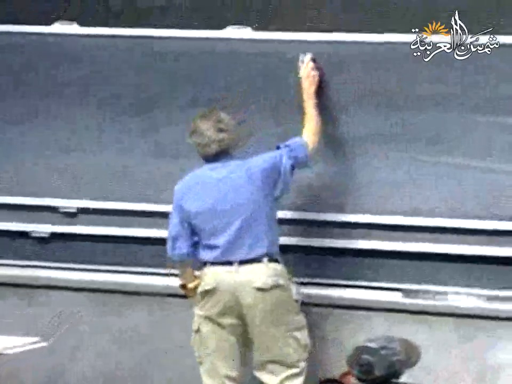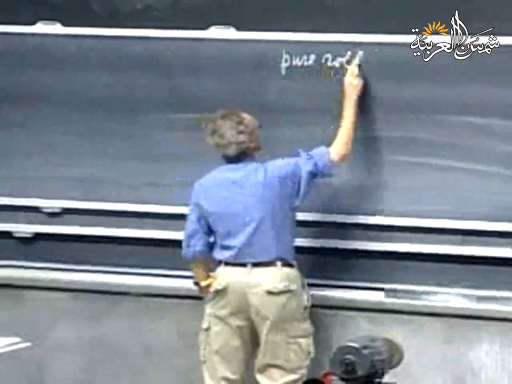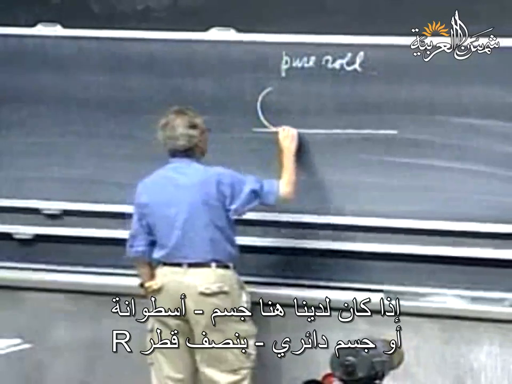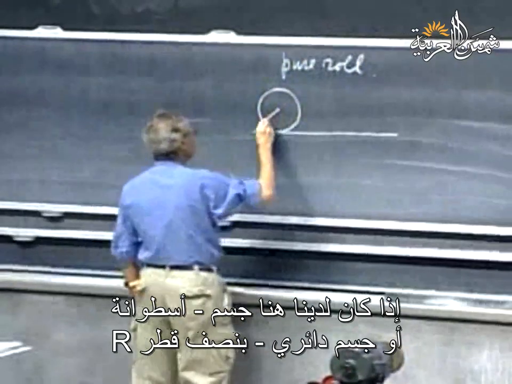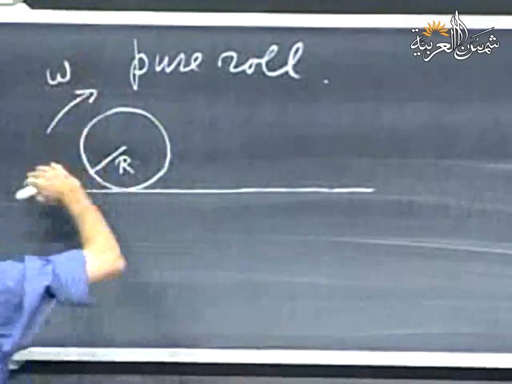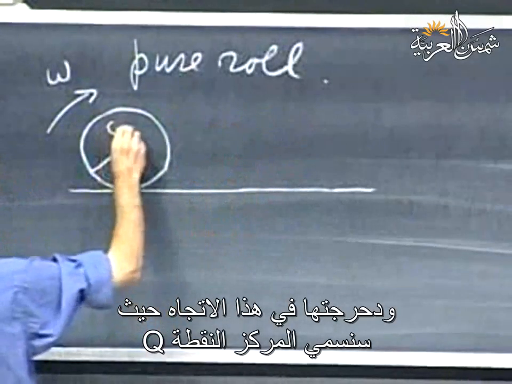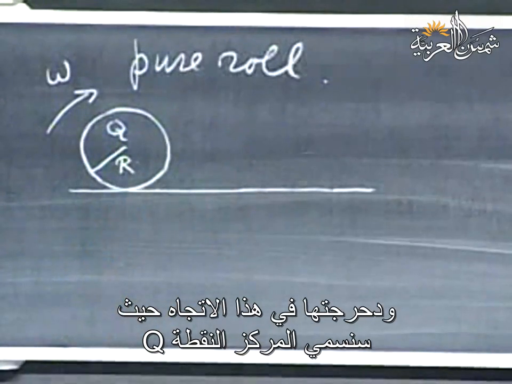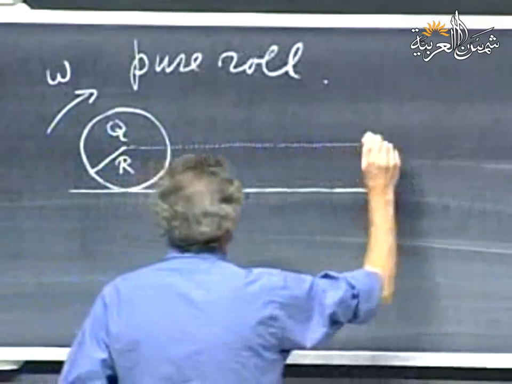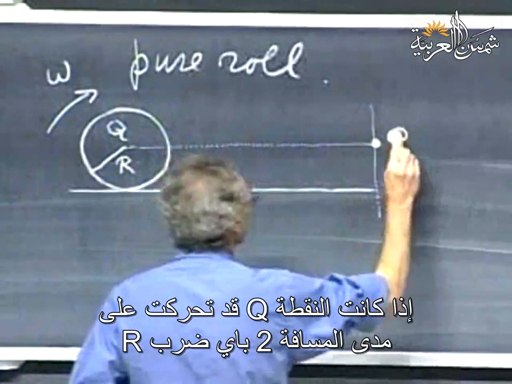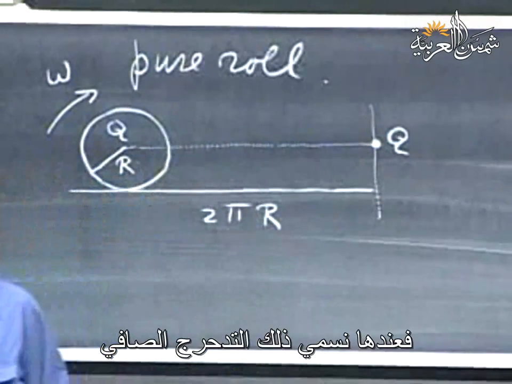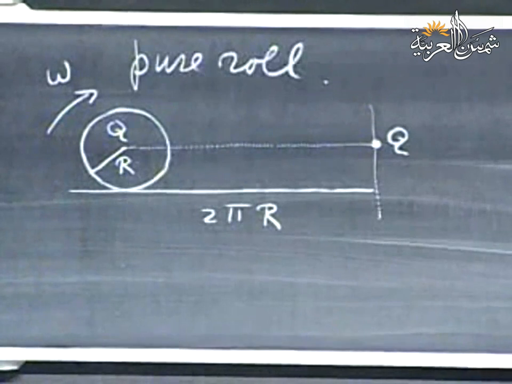What is pure roll? If here is an object, cylinder or sphere, with radius r, and I'm going to rotate it like this, and roll it in this direction. The center is called point Q. Once it has made a complete rotation, if then the point Q has moved over a distance 2 pi r, then we call that pure roll.